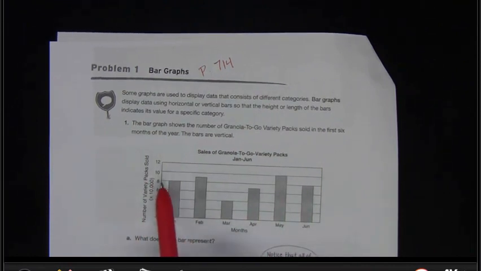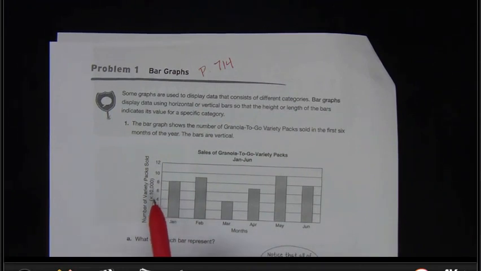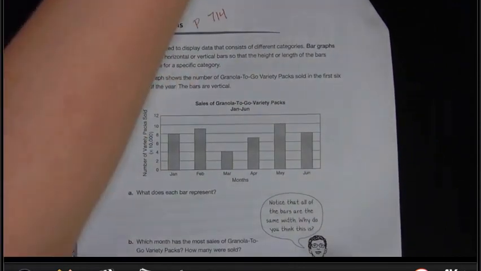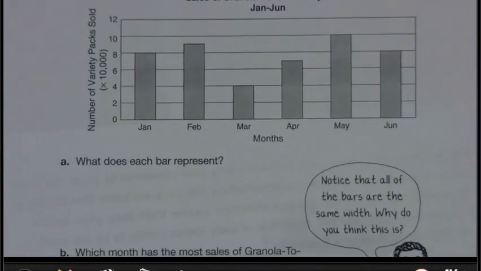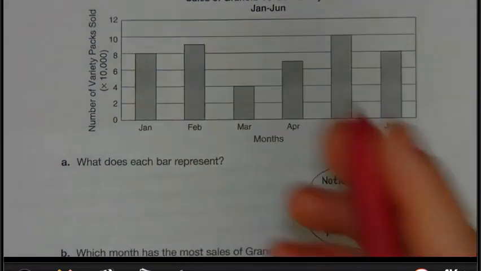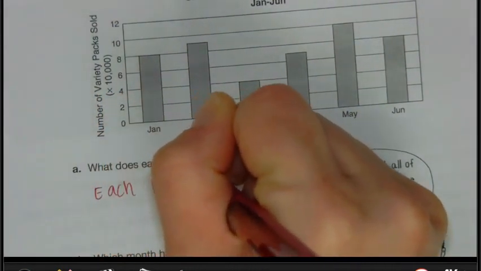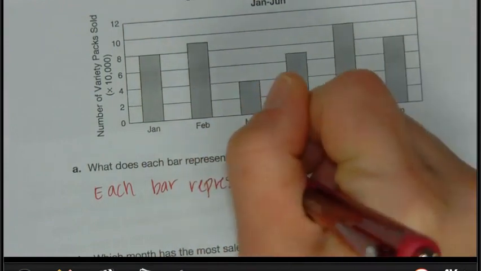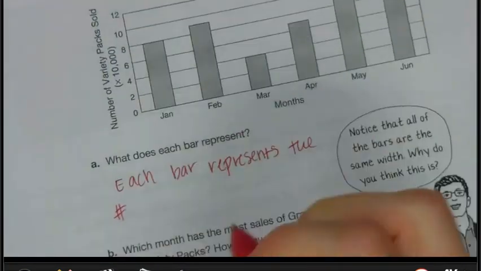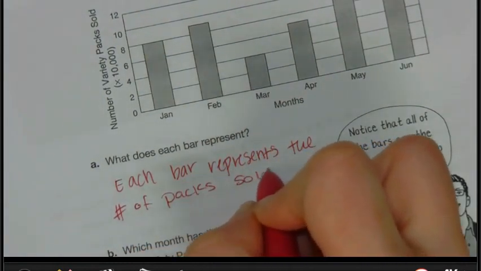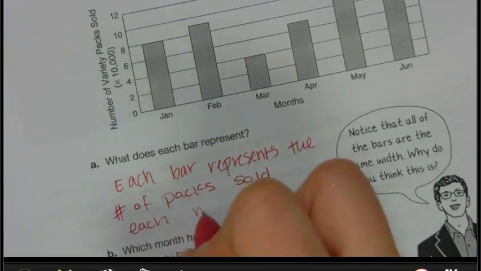So for January, we can see that the number of variety packs sold would be 8, and it tells me it's times 10,000. So there were 8,000 boxes sold in January. All right. What does each bar represent? Well, each bar represents the number of granola packs sold by month. So each bar represents the number of packs sold each month.